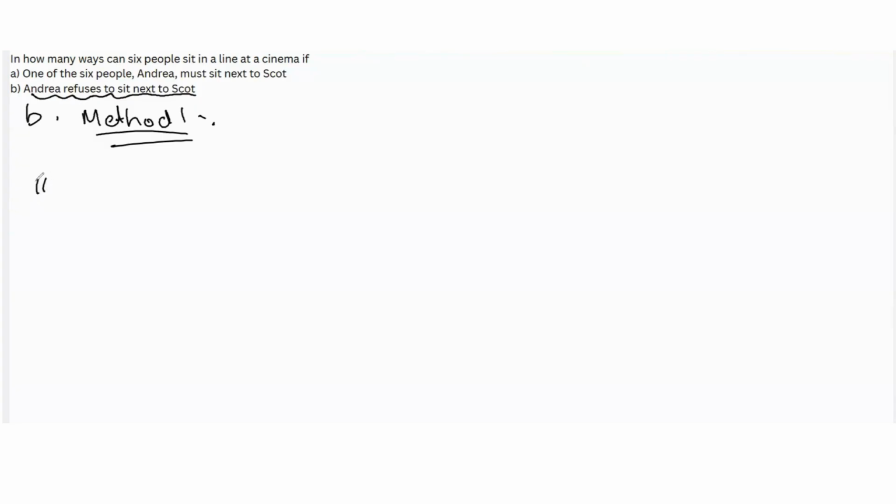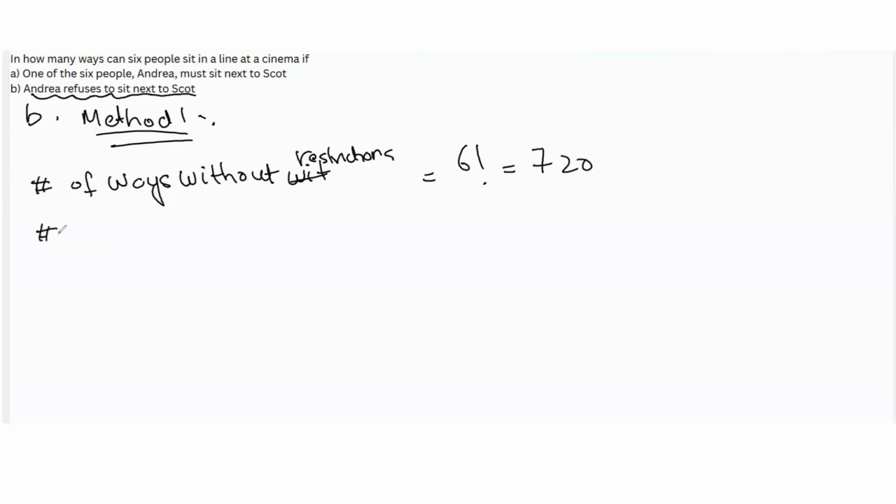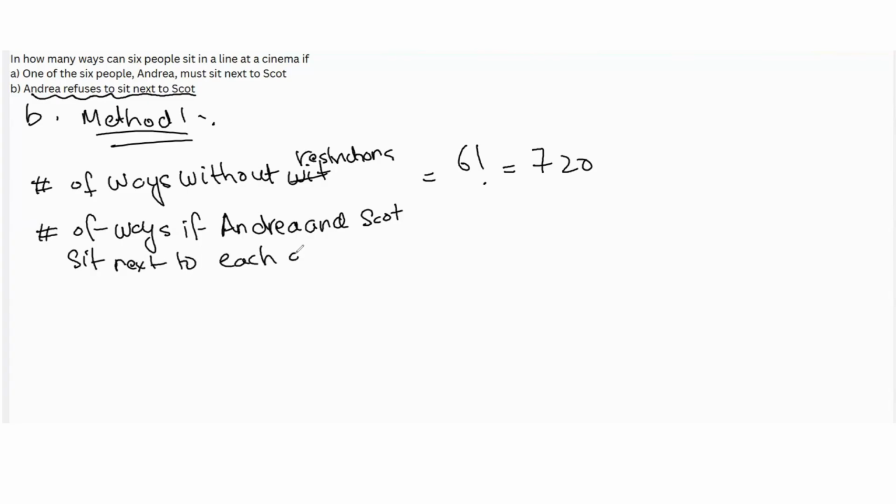Method one is the number of ways without restrictions, right? The number of possible arrangements of these six individuals without any restriction. Now, if I arrange them without any restrictions, there are six people, so we can arrange them in six factorial ways, 720. So now the number of ways if Andrea and Scott sit next to each other, and this we found in part A as 240.